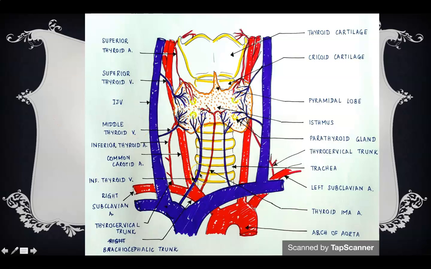So if you can practice this diagram, please practice. It is a very important diagram.